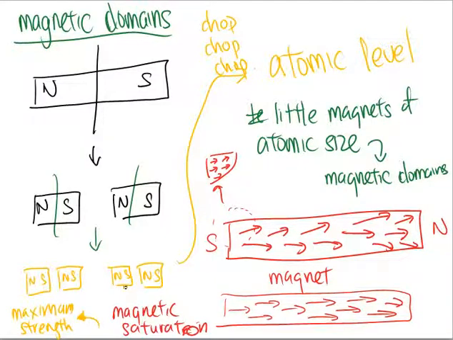So when we talk about magnetic domains here, we talk about they are little magnets of atomic size. And when they are aligned in a general direction, it creates the magnet. Now, if they are all aligned in the same direction, we talk about it being magnetic saturation, and this is where it has its maximum strength. So this is it for magnetic domains.